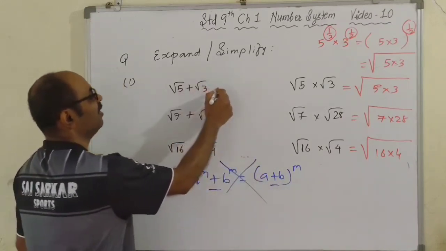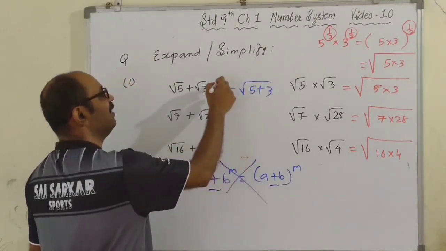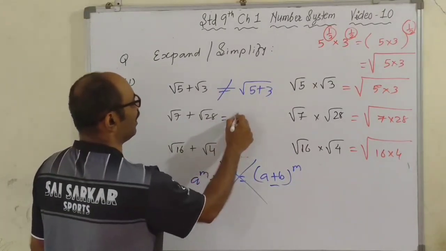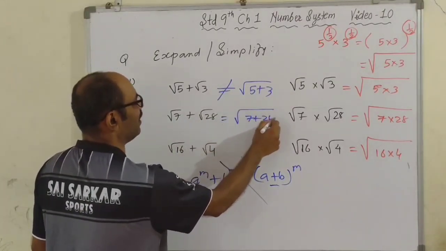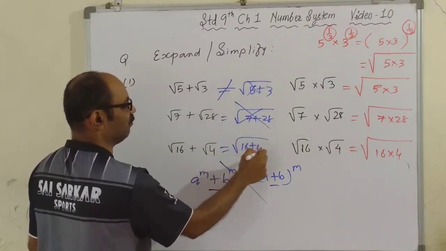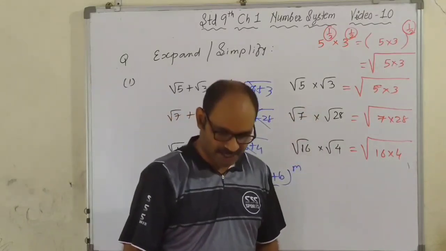So here, this is equal to square root of 5 plus 3. If you write that, it is wrong. Not equal. Here, if you write square root of 7 plus 28, then it is wrong. This is equal to square root of 16 plus 4. It is wrong. It applies only for multiplication and division.